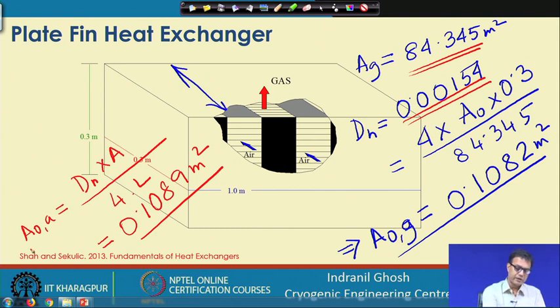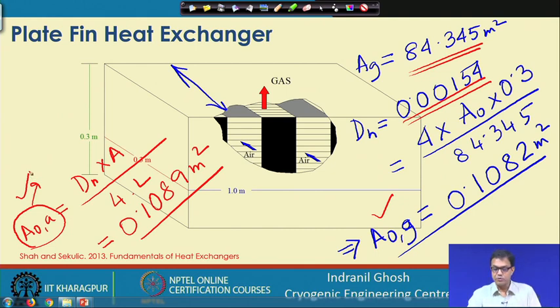Obviously, since there is one more layer associated with the air, this heat transfer surface area will be more on the air side. So, now we have the knowledge about the heat transfer area, and we have the knowledge about the free flow area, which we have calculated based on the heat transfer surface area.